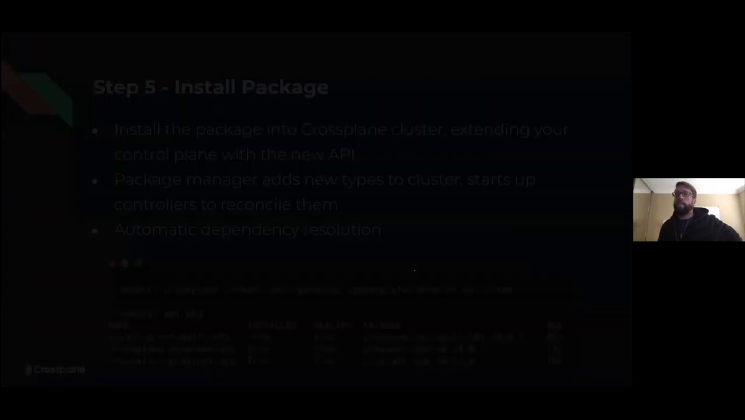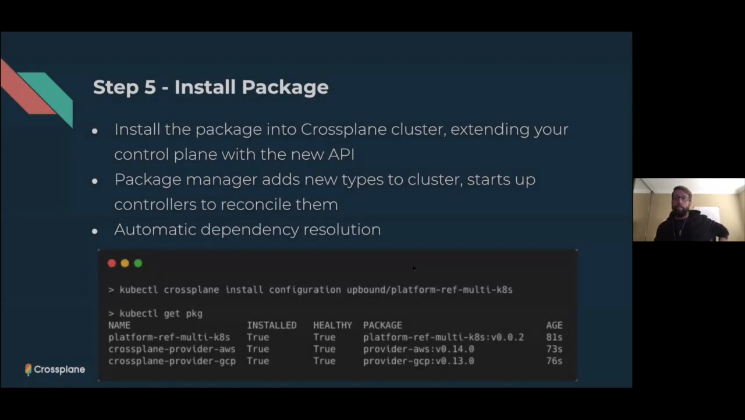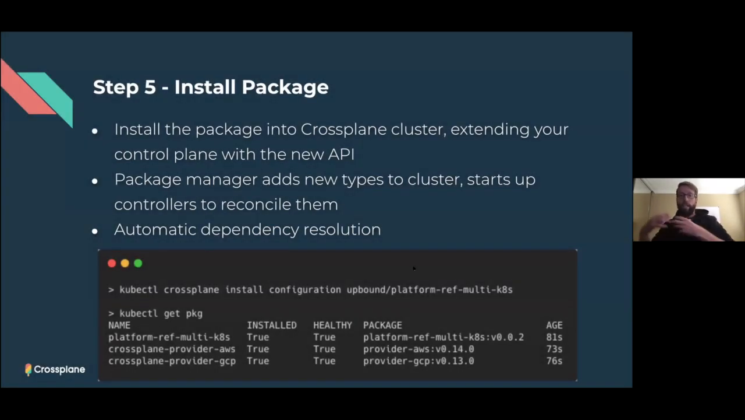And then once our package is published, we can install it into a control plane to teach that Crossplane cluster about this new API. A Crossplane cluster doesn't know what a cluster API is at first until we install the package that we built and published. And then the package manager will do the dependency resolution.